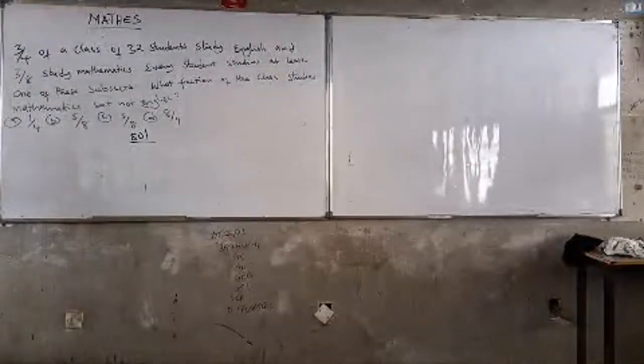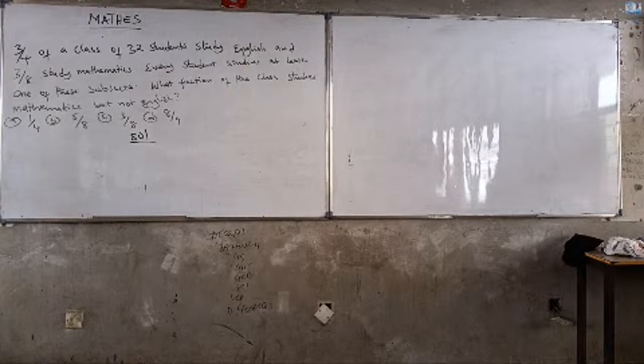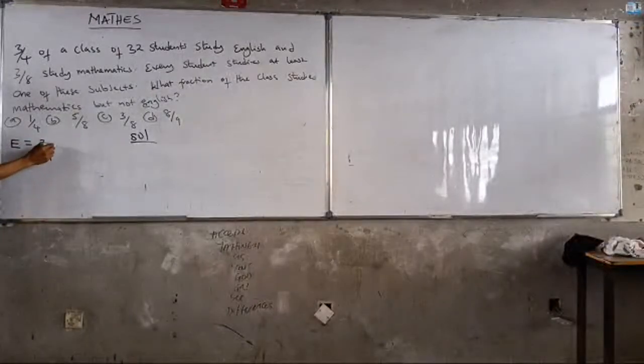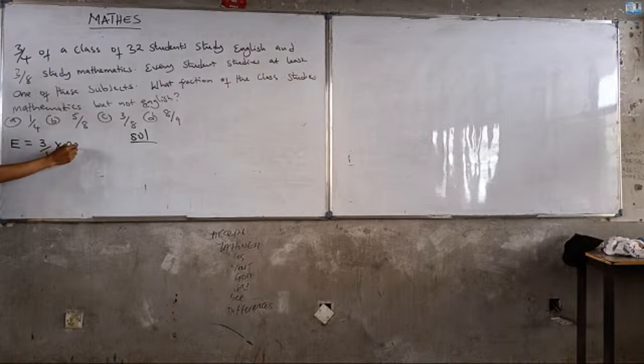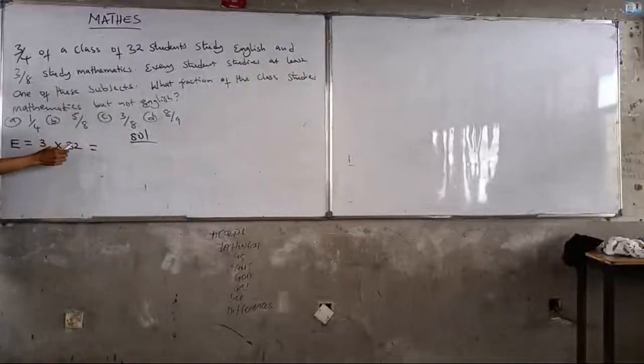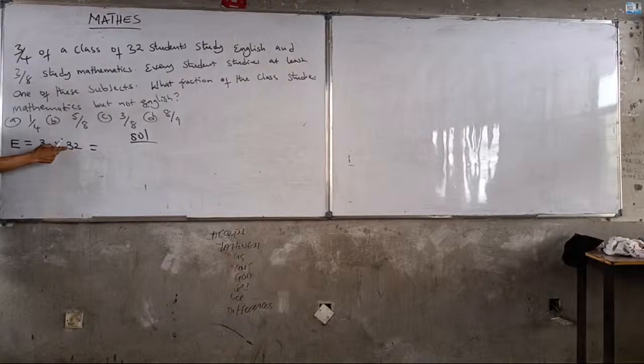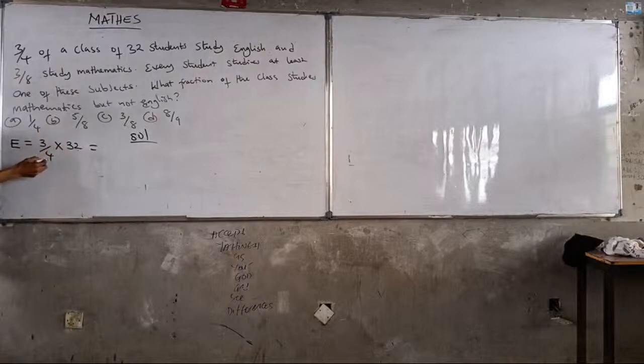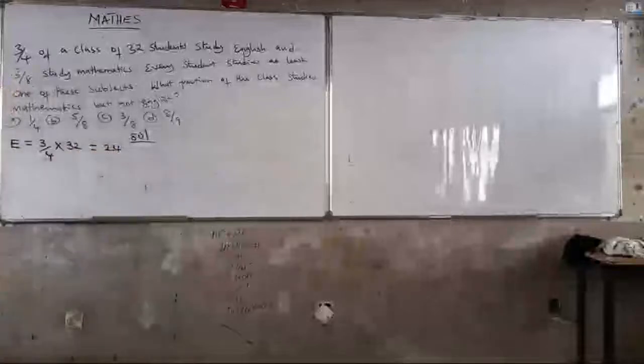Now the question says, 3/4 of a class of 32 students study English. So the number of students that study English is 3/4 of the what? Of the class, and the class is 32. So how many persons study English? 3/4 of 32 is what? 3 times 32 divided by 4 gives us 24 persons. So 24 persons studied English.